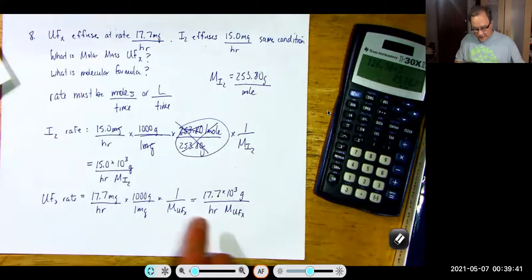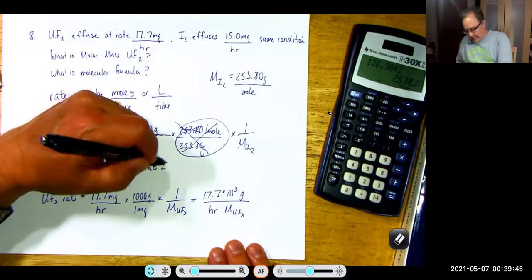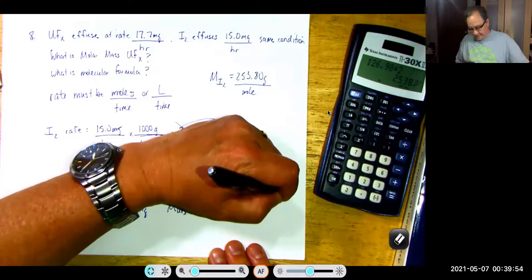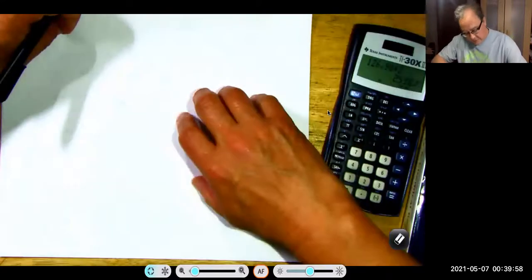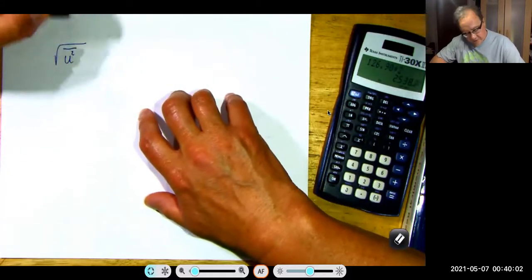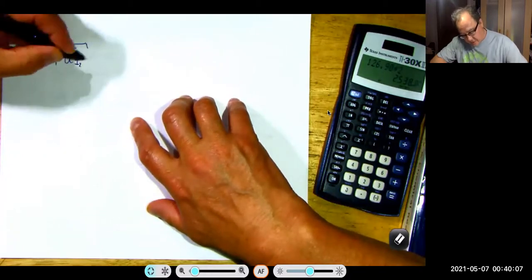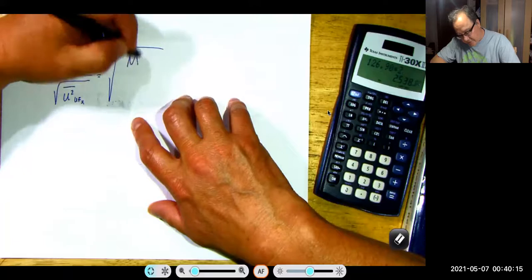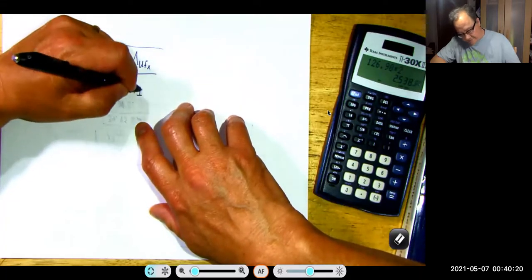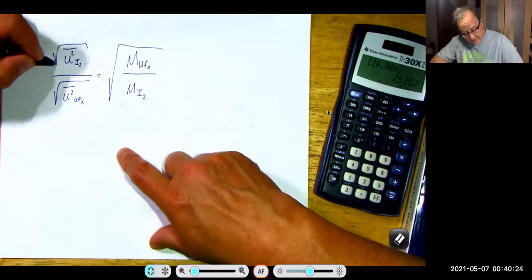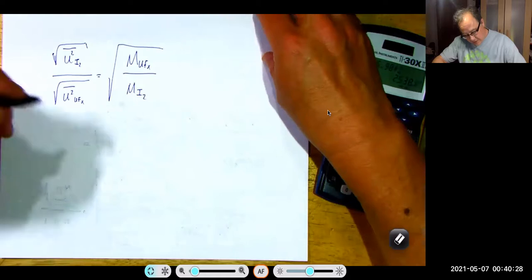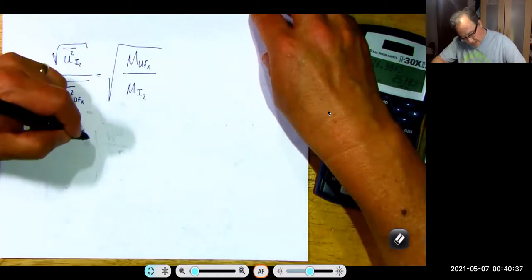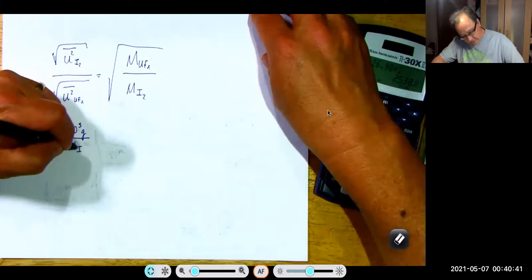Now, what do we do with this number and this number? Well, this is the rate of I2, and this is the rate of UFX. All right, do you remember this formula where we do the RMS speed? If I do the RMS speed of I2 over the RMS speed of UFX, that's going to be the square root of the molar mass of UFX over the molar mass of I2. Now, this RMS speed is essentially the rate. So the rate of I2 was 15.0 times 10 to the third grams over hour times the molar mass of I2.